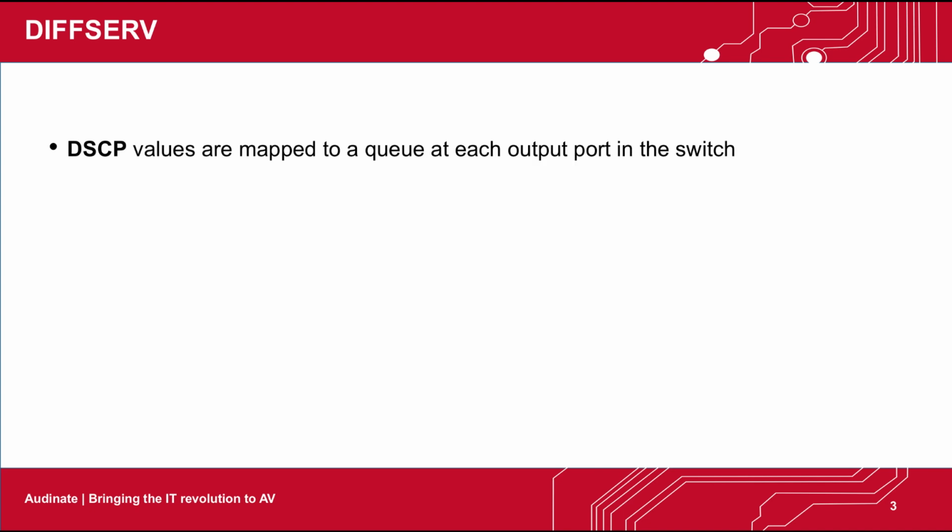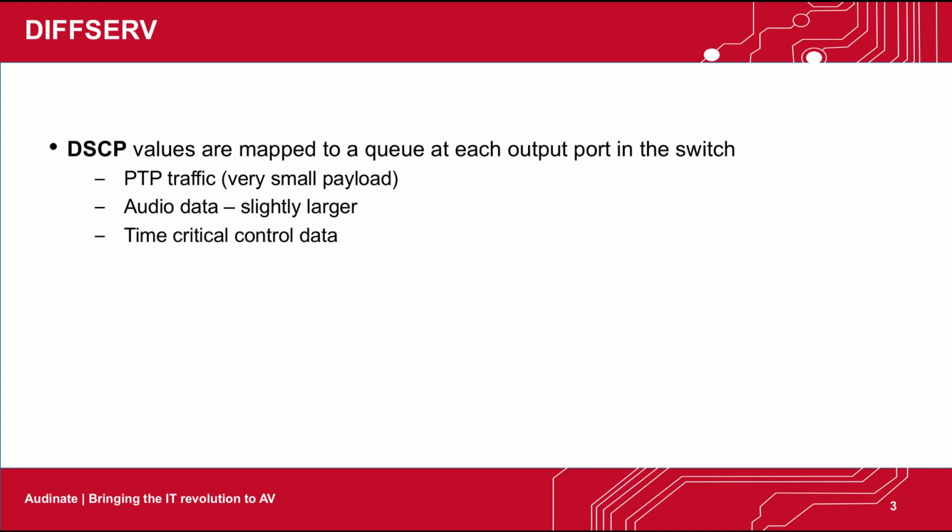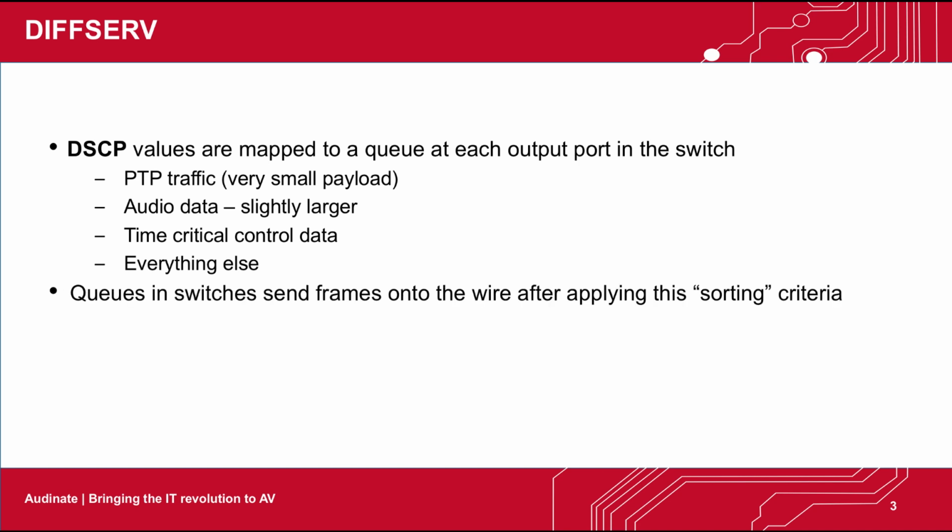DSCP values are mapped to a queue at each output port in the switch. In a Dante-centric network, the highest priority queue is used for PTP traffic. The next level of priority is used for audio data, which is slightly larger. The level of priority below that is used for time-critical control data. And finally, the last queue is available for everything else. Queues in switches send frames onto the wire after applying this sorting criteria.